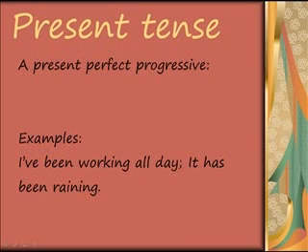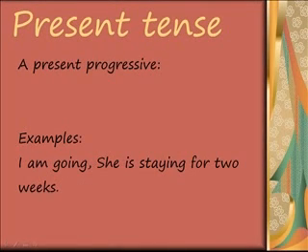A present perfect progressive is a verb form made with have or has been and ing. We can see this in the example, where it either contains have or has been and ends with a progressive word of working or raining. A present progressive is a verb form made with am, are, or is and ing. This can be seen in the example where the sentence either uses am or is and contains a verb such as going or staying.